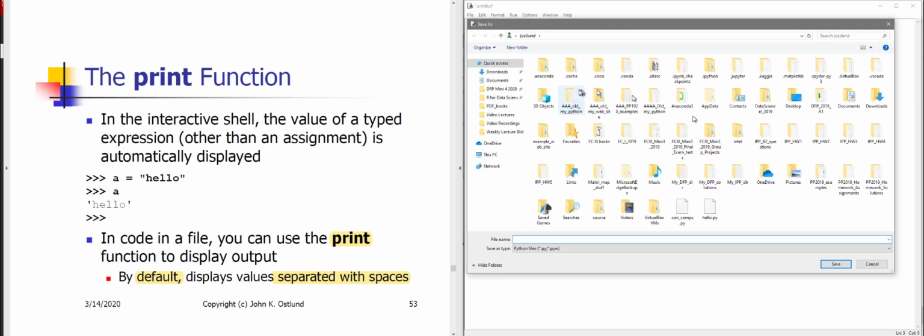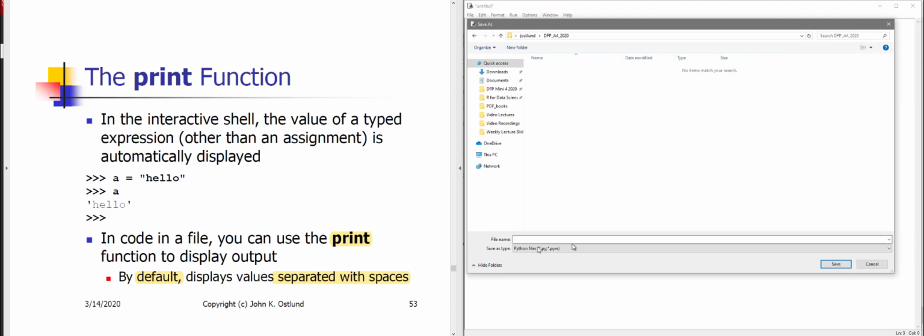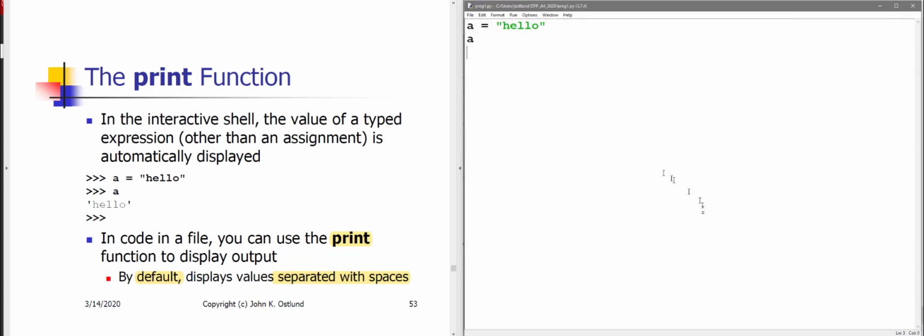Now I'm going to put this into a directory called DFP A4 2020, and I'm going to call this thing prog1. Okay, so I now have created a file whose name is prog1.py, and let me run this thing.